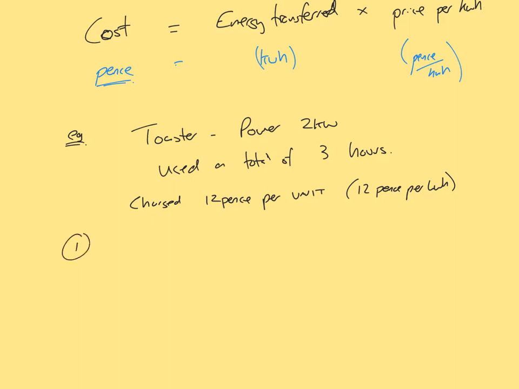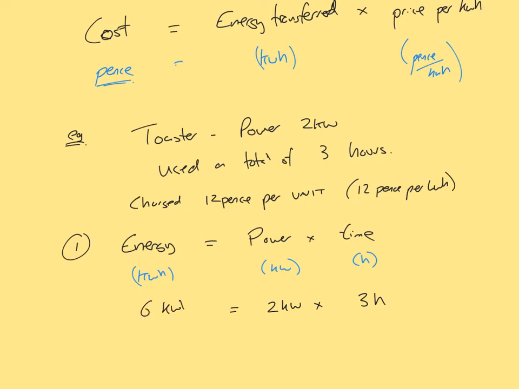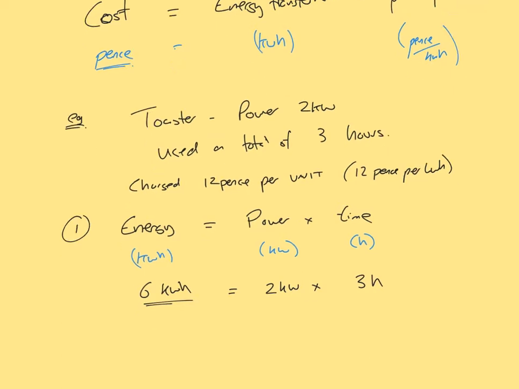So step one, we work out the energy, which is power multiplied by time. And again, thinking about the units, we want the energy in kilowatt hours. So our power's got to be in kilowatts and our time's got to be in hours. Luckily, in this question, we're already in kilowatts and we're already in hours, so that makes life a lot easier. So we have 2 kilowatts multiplied by 3 hours, which means 3 times 2 is 6. That toaster has used 6 kilowatt hours during that month. So that's the same as you've done before.